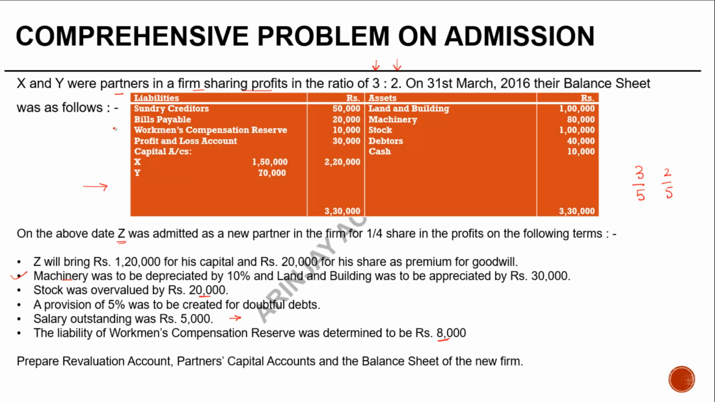The liability of workman compensation reserve was determined to be 8,000. So there's a workman compensation reserve which is there for 10,000, right? They are saying that actually instead of 10,000, the liability is to be only at 8,000. Prepare revaluation account, partners capital account, and the balance sheet of the new firm.